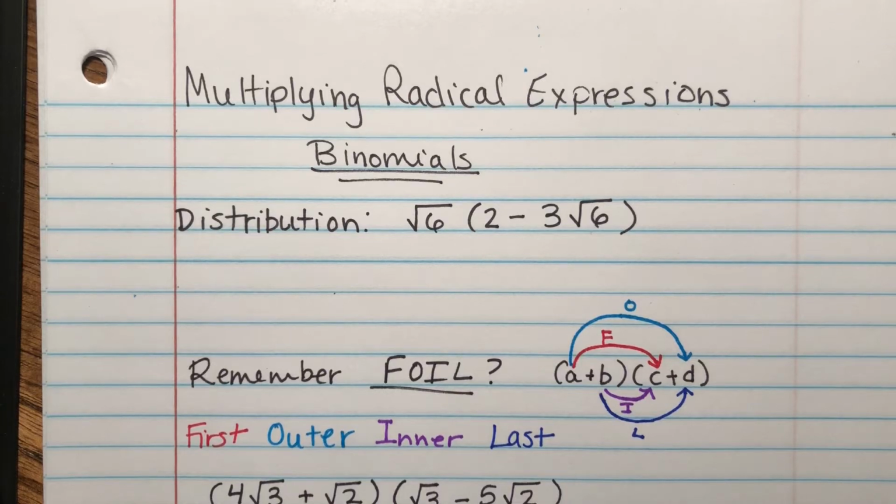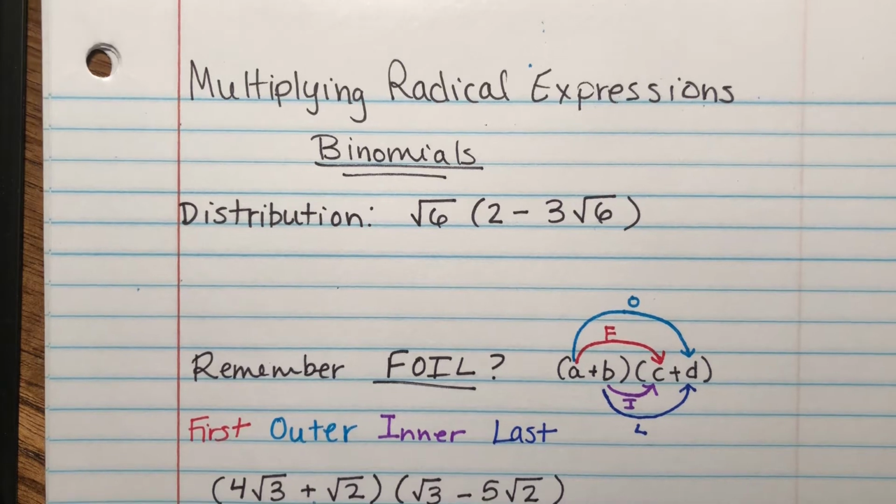Hi everyone, I wanted to make a quick video explaining multiplying radical expressions with binomials. It's not really complicated. It's using tools and things that we used before, so basically distribution and FOIL. It just may seem a little weird because of the radicals, but don't let that scare you. It's still using the same things we've used before.